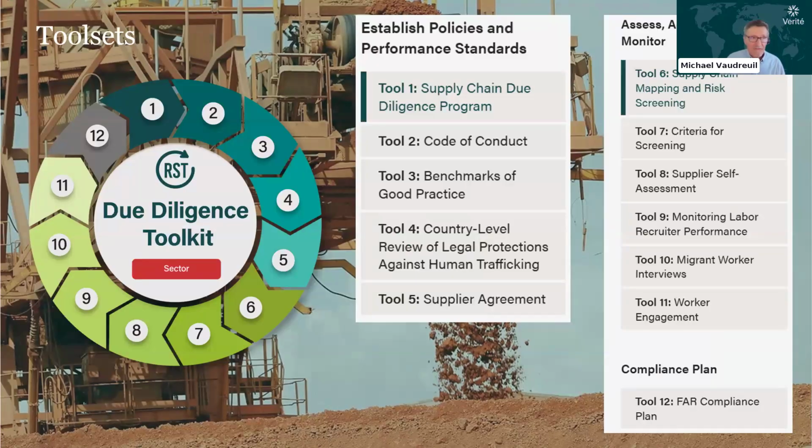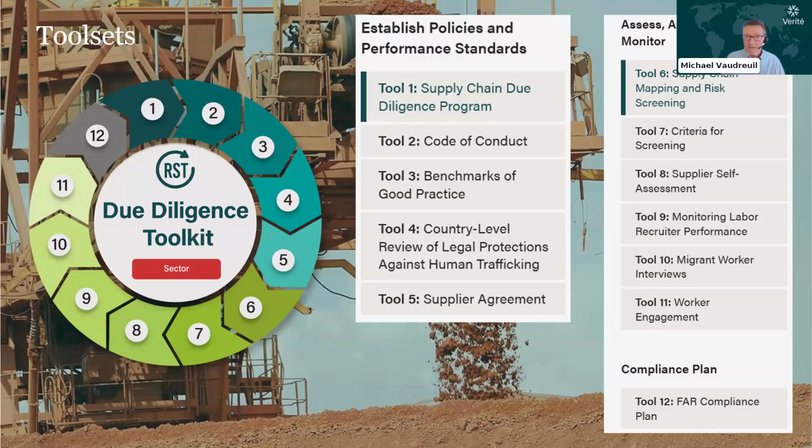So there's a quick list of the 12 tools, broken into the identify and address elements of due diligence. Tool 1 is kind of the overarching tool. It's an overview of a supply chain due diligence program, and I'll get into that in a little bit more in a few minutes here.